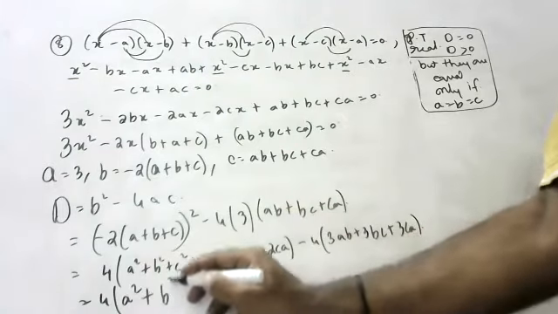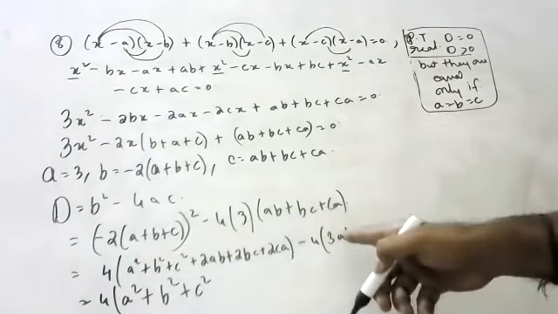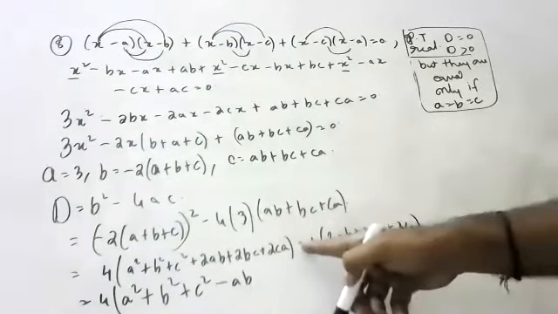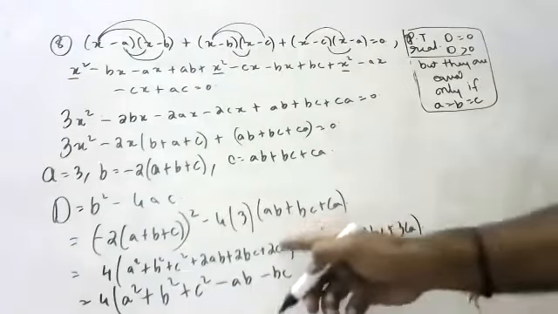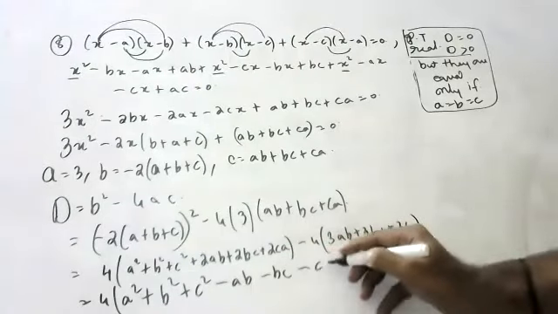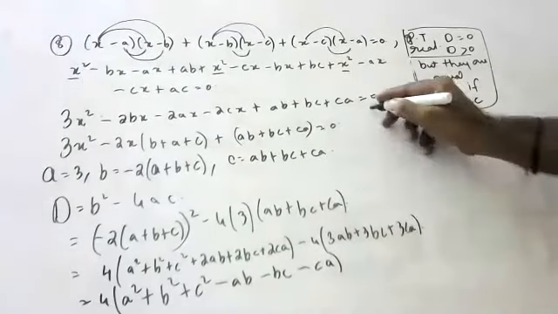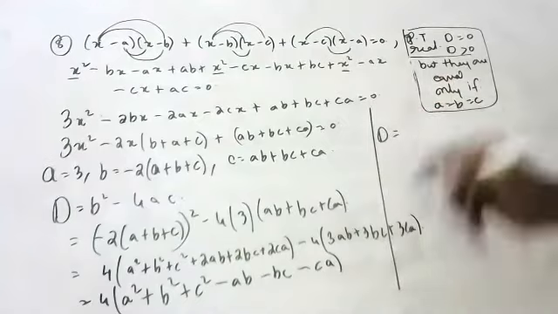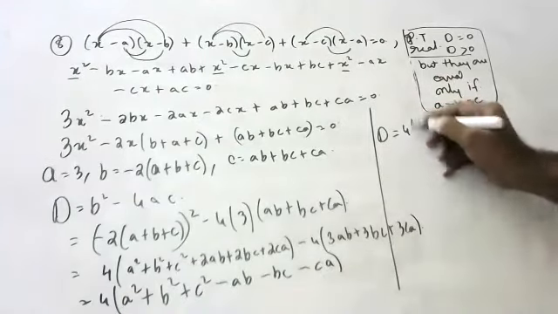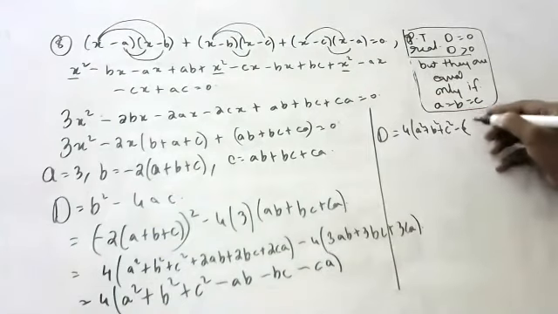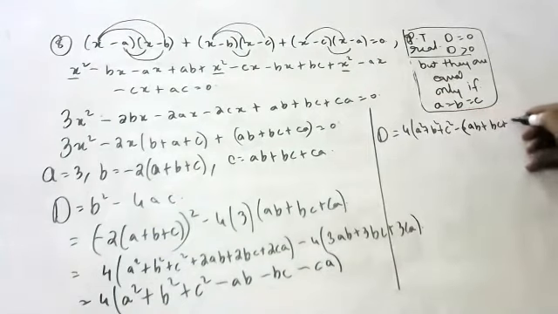a square plus b square plus c square, 2ab minus 3ab is minus ab, 2bc minus 3bc is minus bc, 2ca minus 3ca is minus ca. Okay, this is the condition. Now slowly we will see. So the discriminant we got is 4 into (a square plus b square plus c square minus (ab plus bc plus ca)).